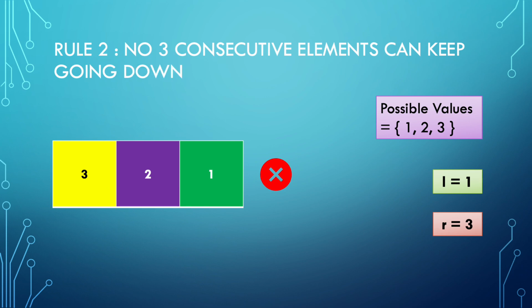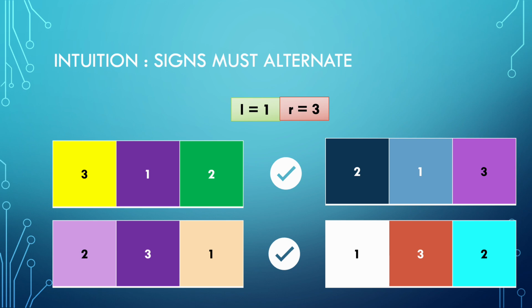My next rule says that 3 elements cannot keep going down consecutively. Which means that, see, from 3 to 2, we did go down, there was a move downwards. And then from 2 to 1 again, there's a move downwards. So 2 consecutive downs are not allowed. Okay, so what's allowed then?